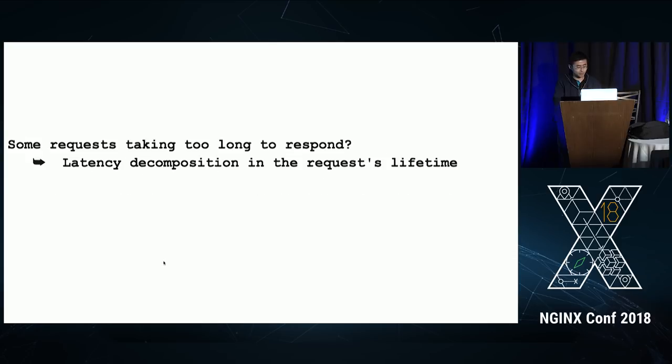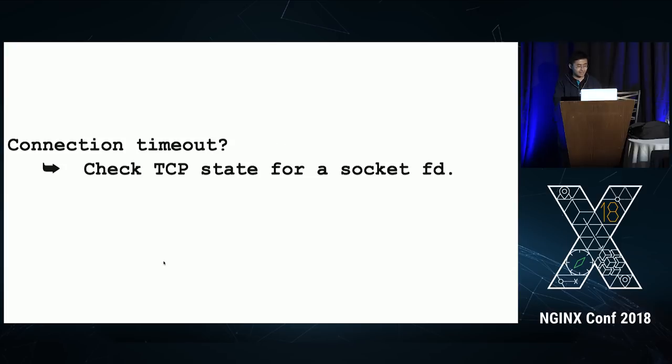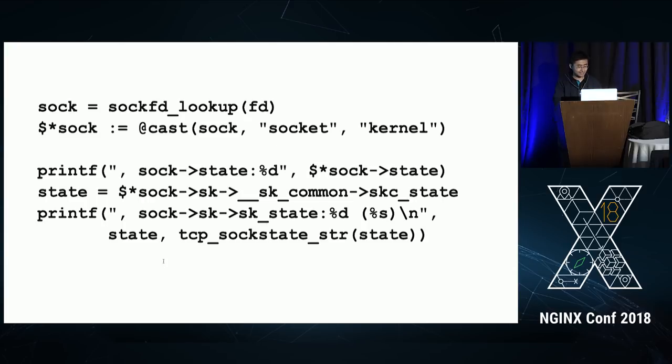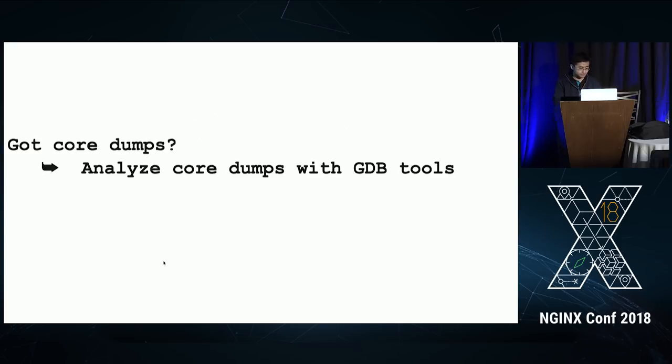So we need to filter out noise when some requests take too long to respond. We can do latency decomposition analysis, and we can also check the TCP state for a userland socket file descriptor very easily, because for the first time you can trace the kernel and your userland processes at the same time, which is incredible because you can have full access to the TCP state, like whether it has received any data.